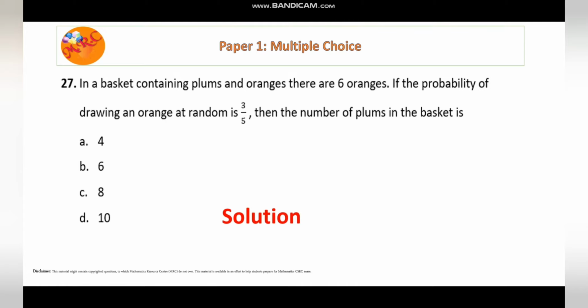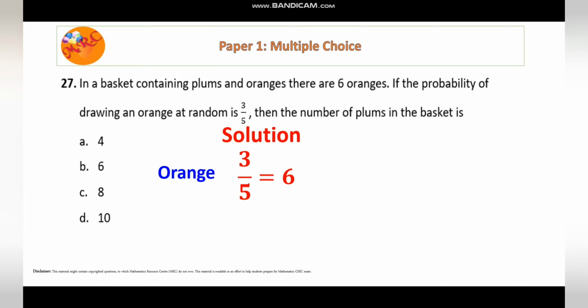Alright, so the first thing that we know is that 3/5 of what is in the basket is orange. So 3/5 of what is in the basket is orange, which equals 6. So 3/5 equals 6. Good. And we're interested in finding out plum.